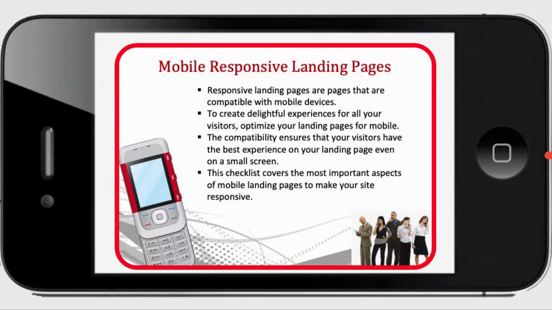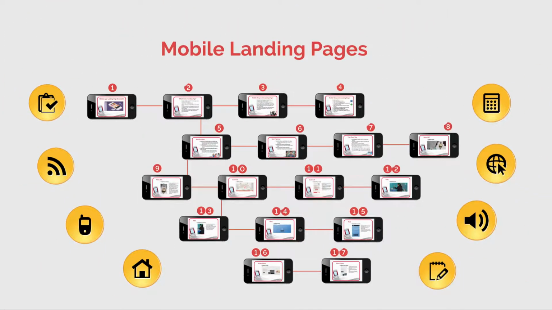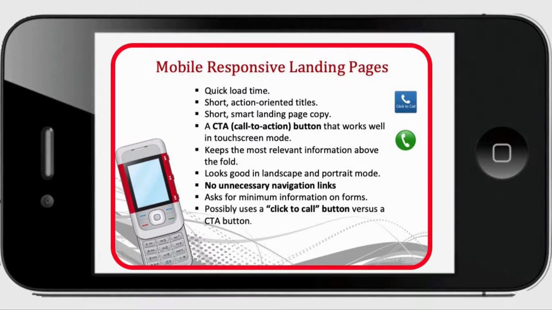How to make your landing pages mobile responsive? I have a checklist here that covers most of the important aspects of mobile landing pages. So some things you want to think about. You want to have quick load time. You want your site to load as quickly as possible. That means most likely you're not going to want to put a video on your page that takes a long time to load. You want short, action-oriented titles, short, smart landing page copy, and a CTA, which is a call to action button that works well on a touchscreen mode.